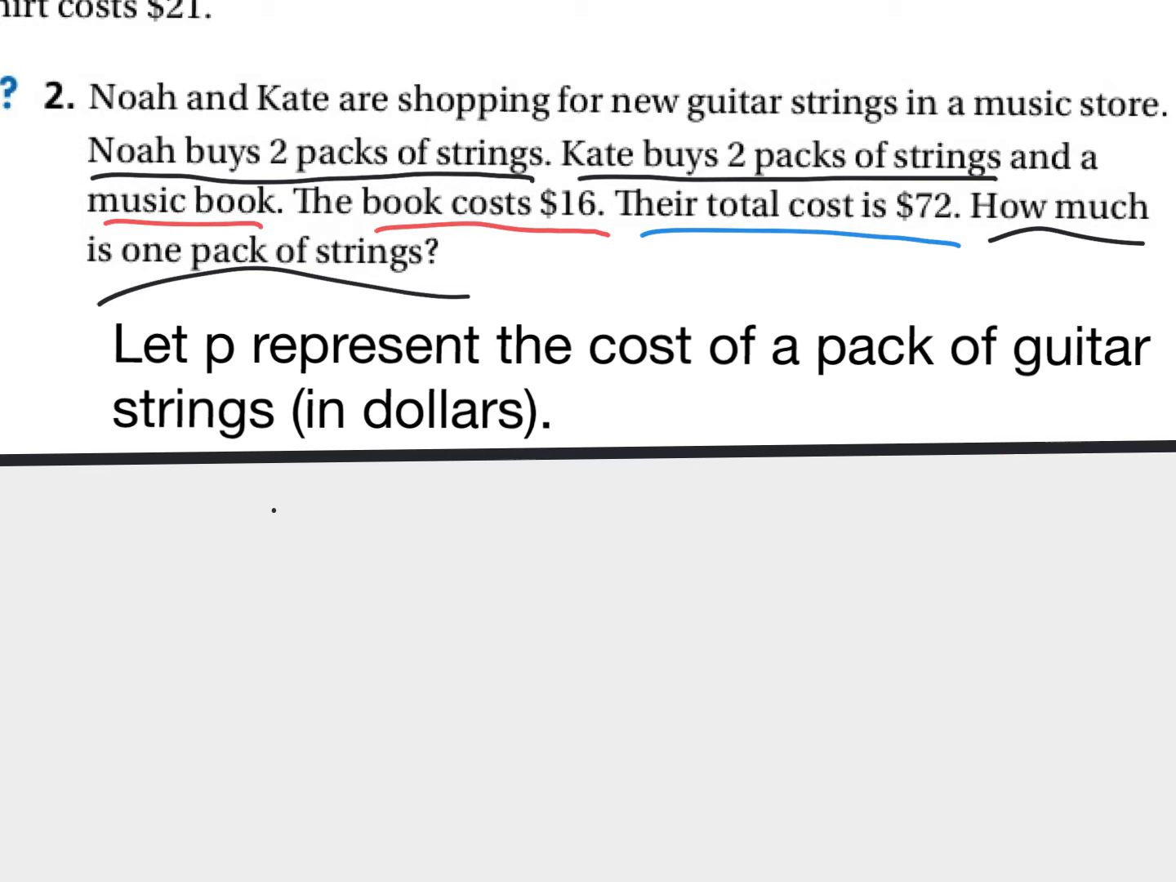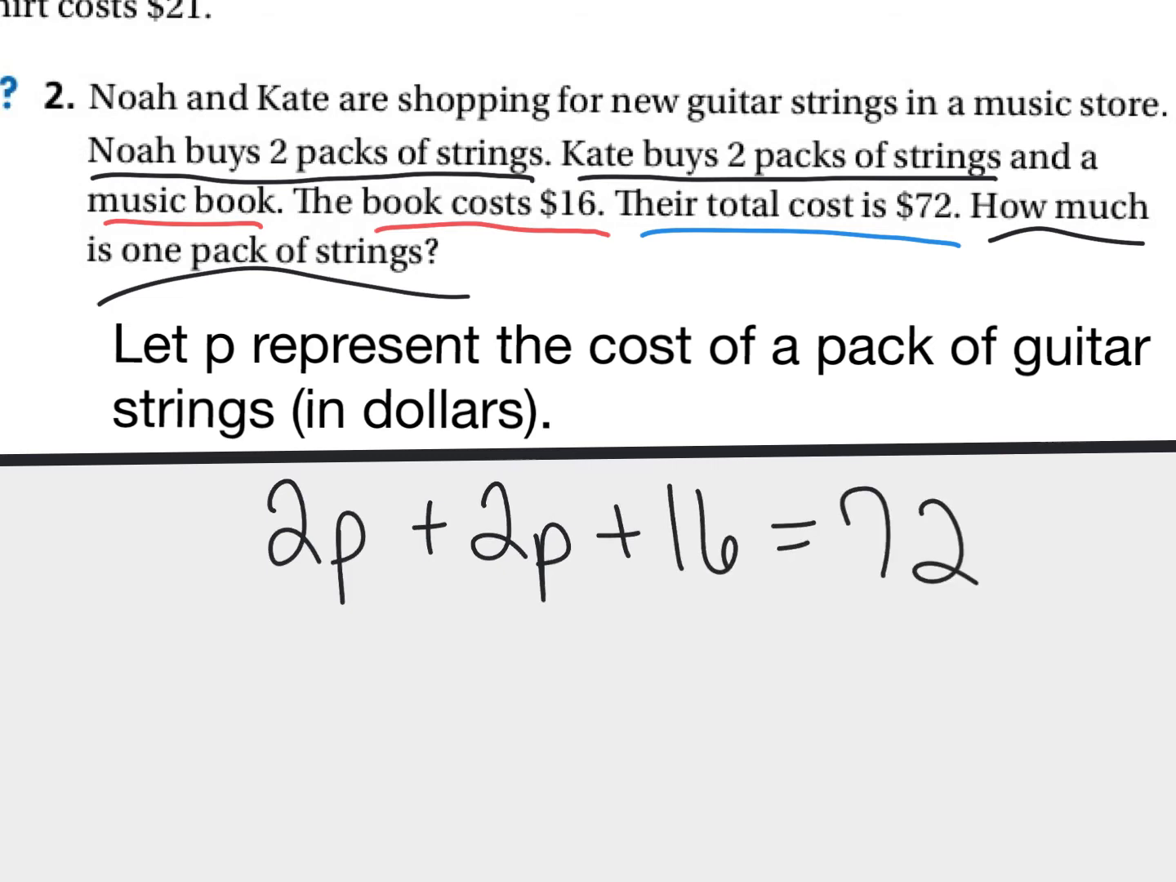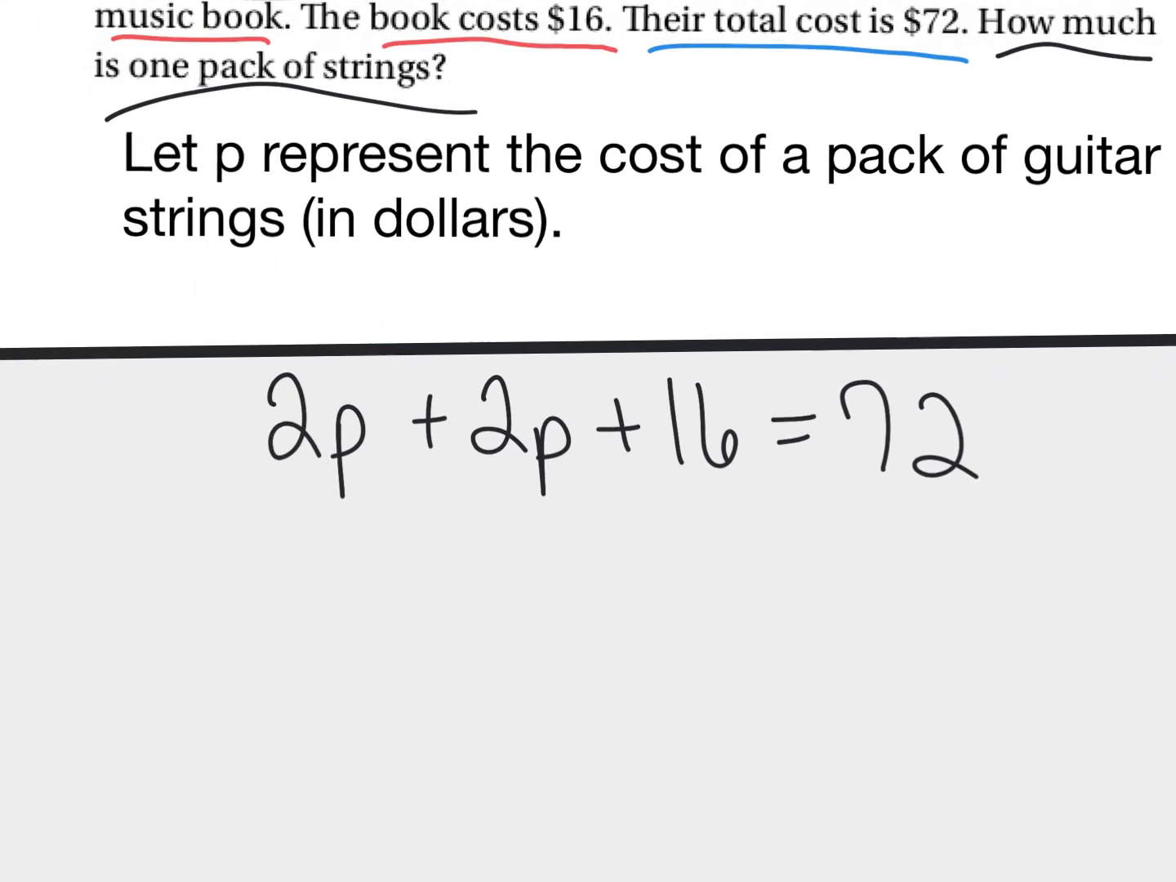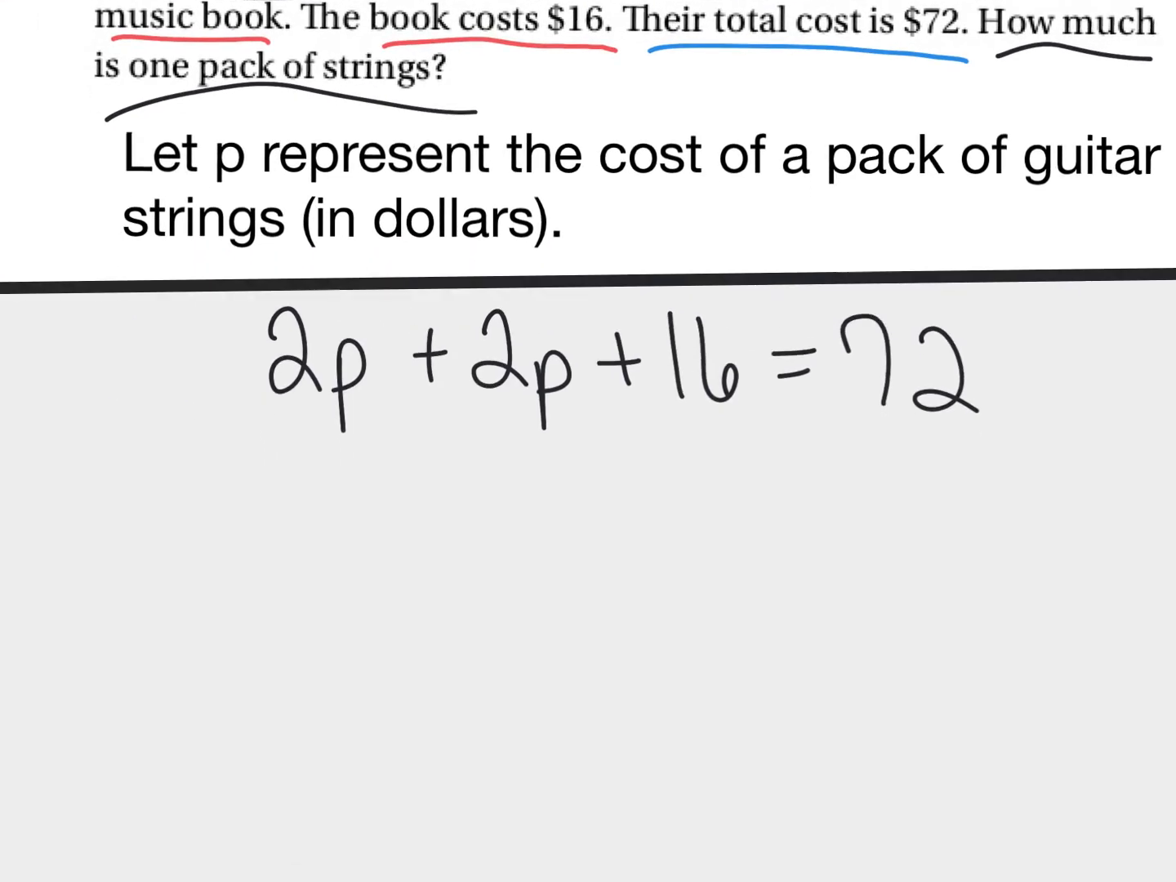So if Noah bought 2 packs, that would be 2 times P. Kate bought 2 packs, it would be 2 times P, plus the music book, which was $16, equals $72. So once again, we've got variables on the same side, like terms that we can combine.